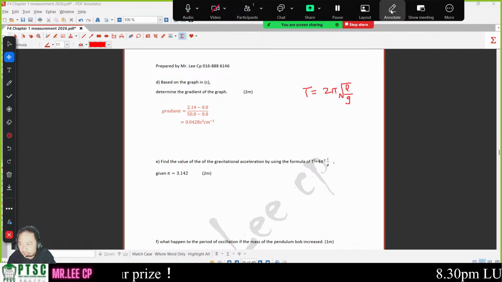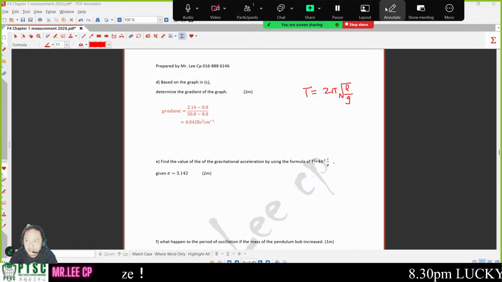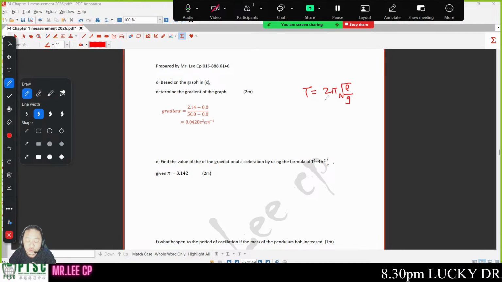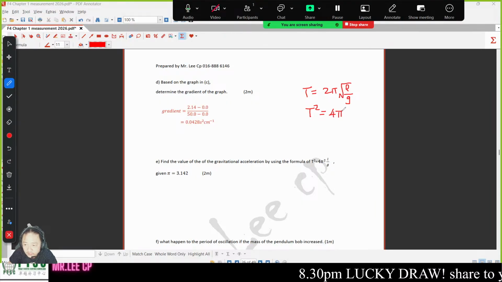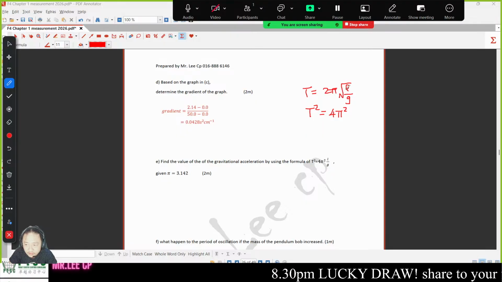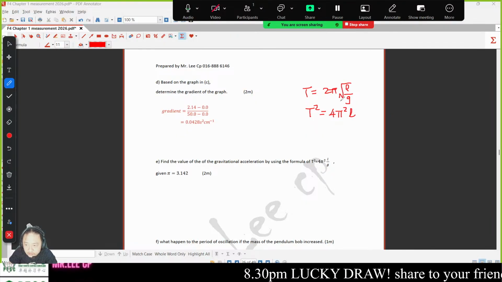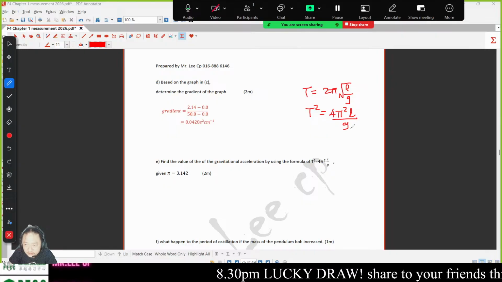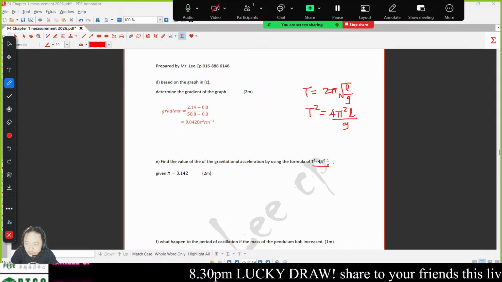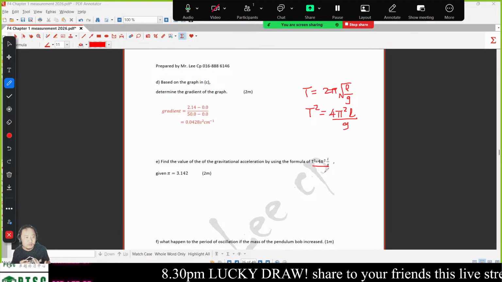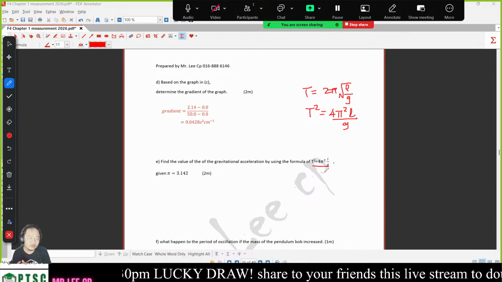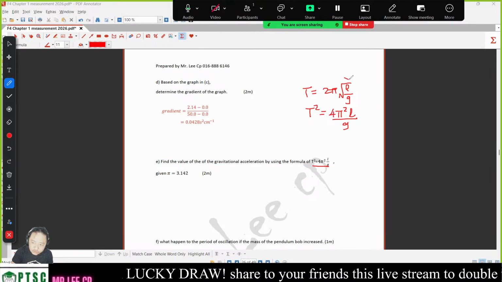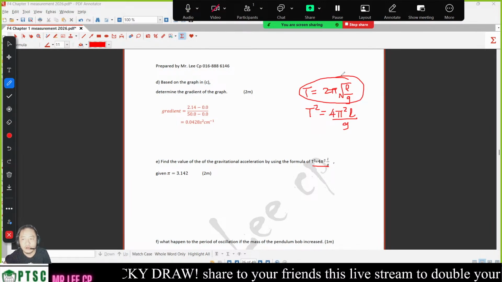Never mind. I am going to square both sides to show you how the formula comes about. T square on this side. On the other side, squaring 2 gives 4, pi becomes pi square, the square root of L gives L, and the square root of g gives g. So I got T square is 4 pi square L over g. This formula is already given in the exam, so you don't need to worry, but it is good for you to know it on your own.